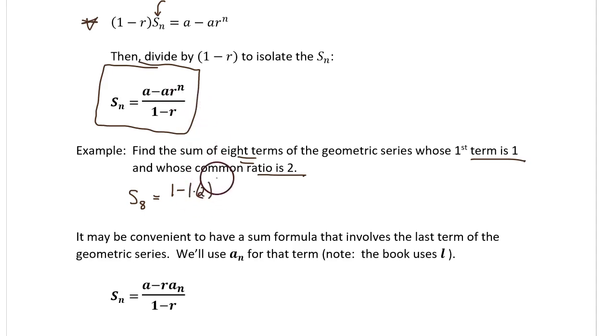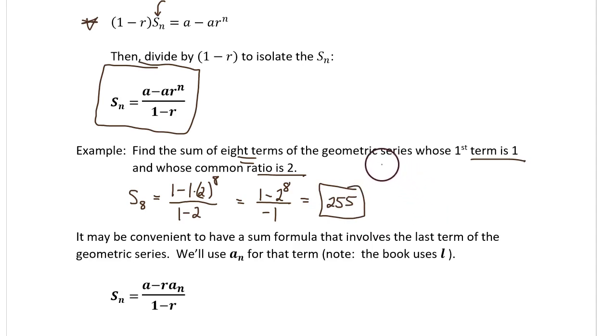Raised to the n power. We're using an 8 for n. And that's divided by 1 minus r. Again, the ratio is 2. We need to simplify this. So we have 1 take away 2 to the 8th power, all divided by negative 1. At this point, you could use a calculator to get this answer. In the numerator, 1 minus 2 to the 8th power is negative 255. And then when you divide by negative 1, the answer is 255.